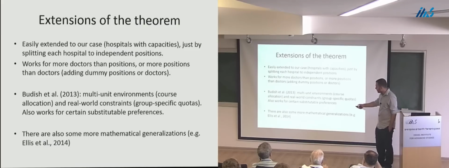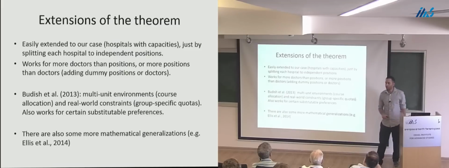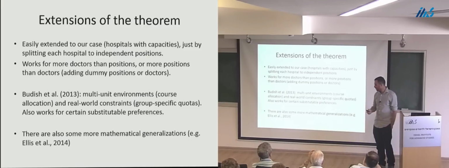And you can even do it for a larger domain of substitutable preferences. You can have students having substitutable preferences over courses, meaning, if I take real analysis 1, maybe I don't want to take algebra 2. Stuff like that.